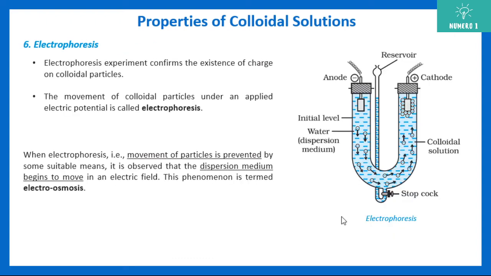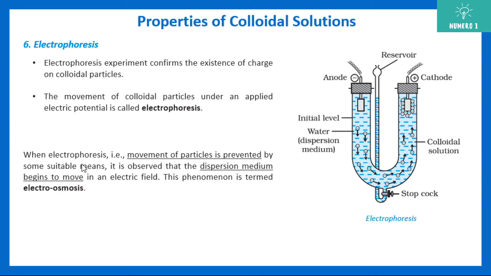Okay, now the next property is electrophoresis. Very simple. The electrophoresis experiment confirms the existence of charge on colloidal particles. Now what is this experiment? It is just this one. You have an anode, you have a cathode, and you see that there is a movement of colloidal particles. So the movement of colloidal particles under an applied electric potential is called electrophoresis. So if this happens, we know that obviously our colloidal particles are charged. Okay, so this experiment confirms the presence of charge on colloidal particles.